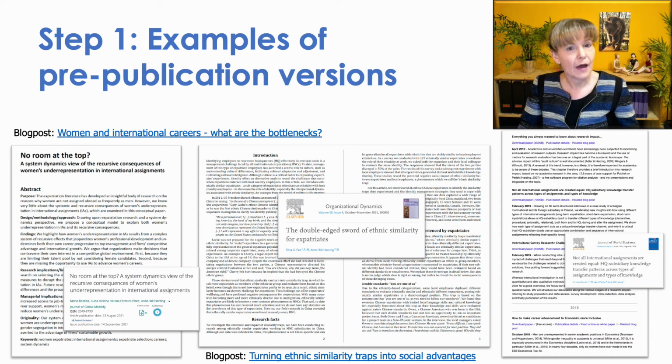Now, here are 2 examples of pre-publication versions that I prepared for 2 recently accepted papers. I also listed the blog posts that my co-authors wrote for these papers, and these blog posts were posted on my website, but in the first case also in the journal's blog post series. As you can see, the layout is a bit nicer than what you would normally submit to a journal.